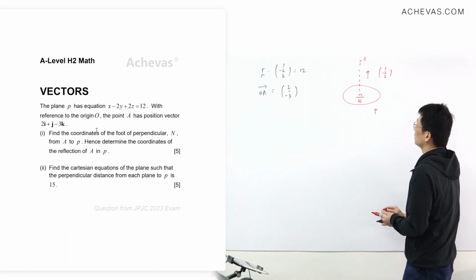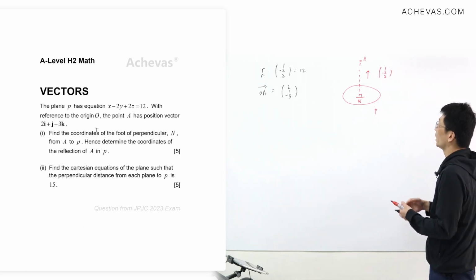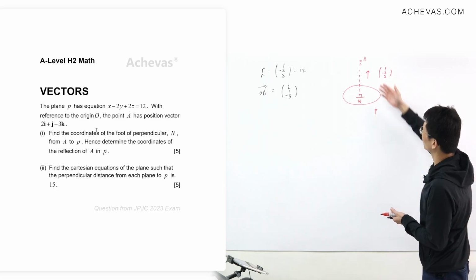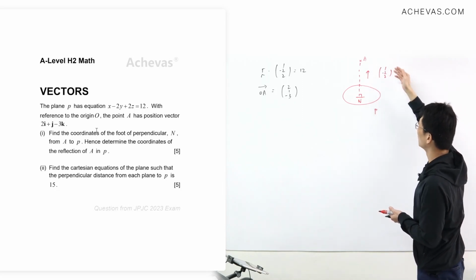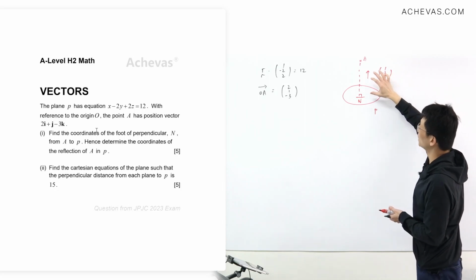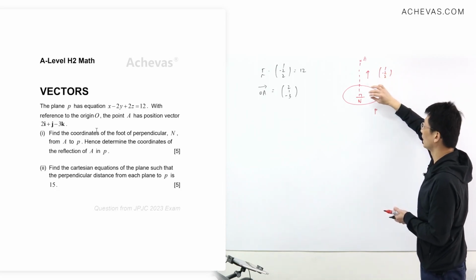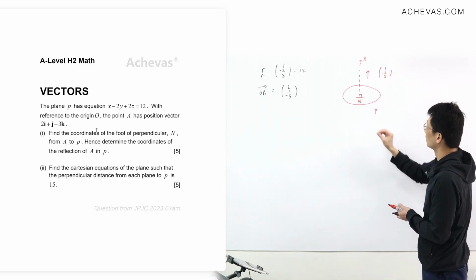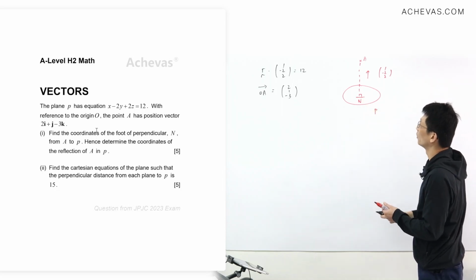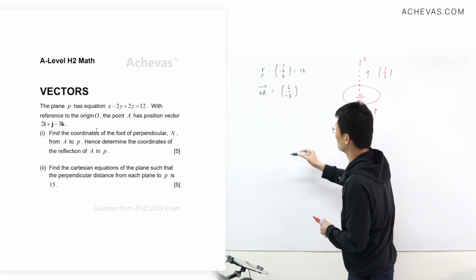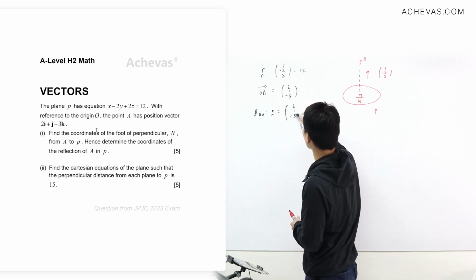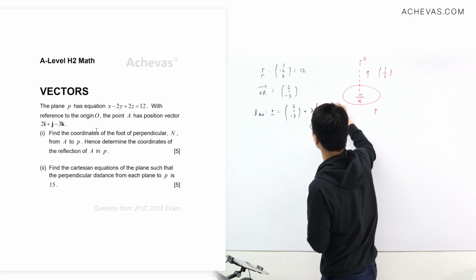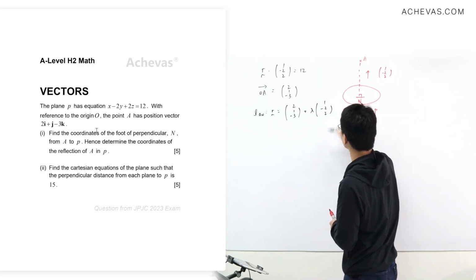I would think that in this particular scenario, the more efficient way is to construct the equation of the line which passes through point A and is parallel to the normal. We will use this line to intersect the plane. That should give us the position vector of point N. So let's construct the equation of the line AN first. It passes through the point A and is parallel to the normal, which is given by this.